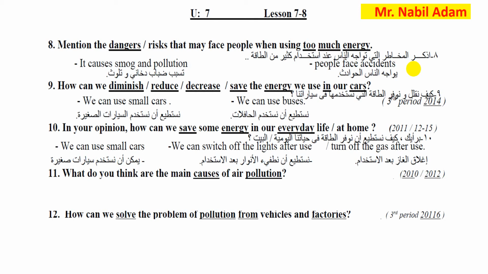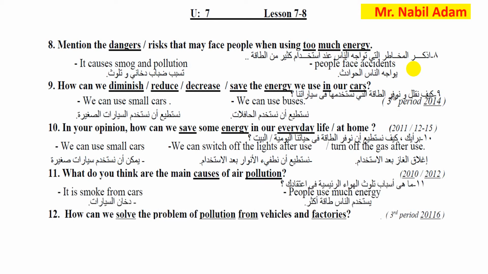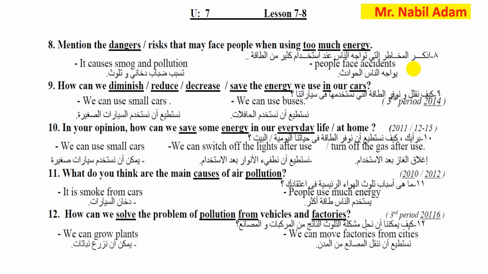What do you think are the main causes of air pollution? It is smoke from cars, factories, buses, trains. People use much energy. How can we solve the problem of pollution from vehicles and factories? We can grow plants. We can grow more trees. We can move factories away from cities.